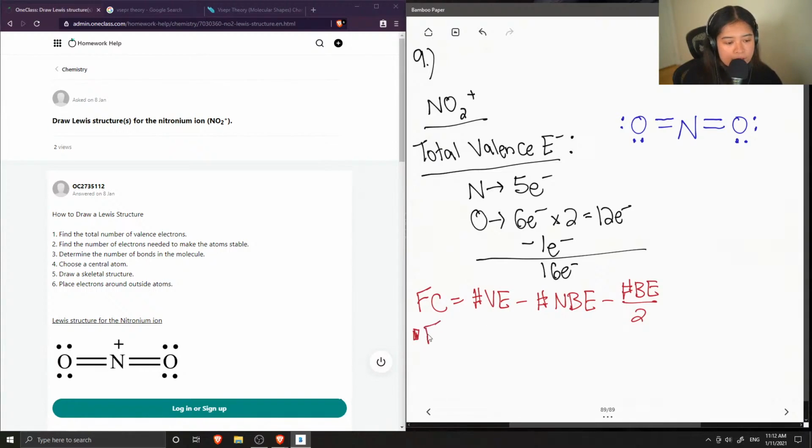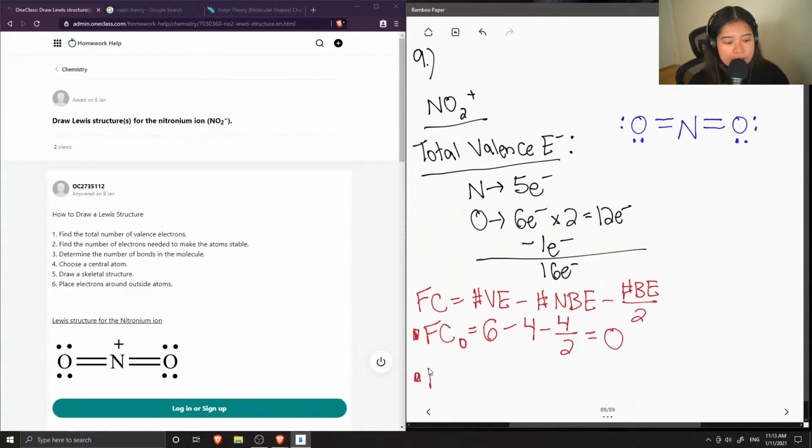So first, let's calculate the formal charge of one of the oxygen atoms. We know that both of them are the same, so I'm just going to do this once. The formal charge of oxygen is 6, which is the number of valence electrons, minus 4, minus, since each oxygen has a double bond, we have 4 bonding electrons divided by 2. So 6 minus 4 minus 2 is 0. So both of those oxygens are neutral.